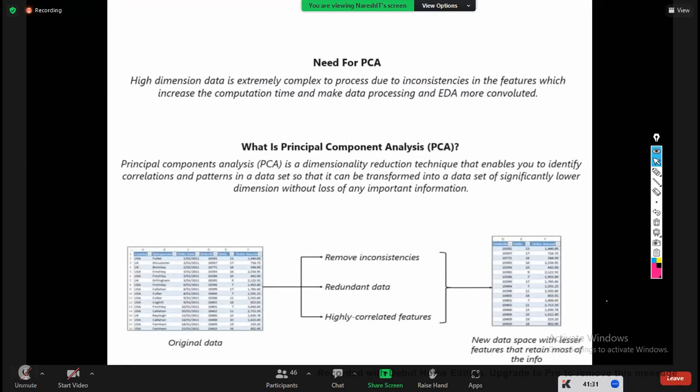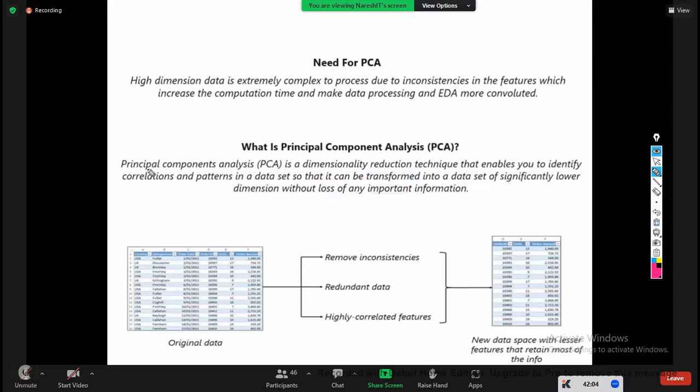And it will be transformed. Here, this word is important. It will be transformed into a data set of significantly lower dimension without loss of any important information. It is going to transform, which means the original data is not going to be there. Now it is going to transform to the new data. The entire data will be changed. It is going to transform to completely new data. The original data will not be there, right?